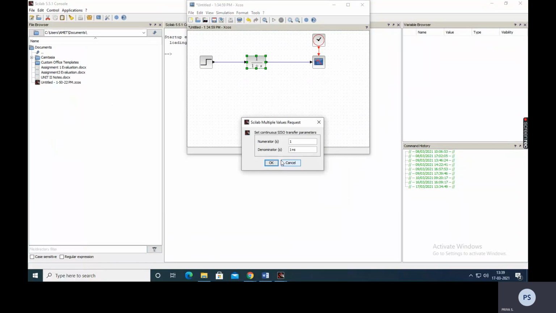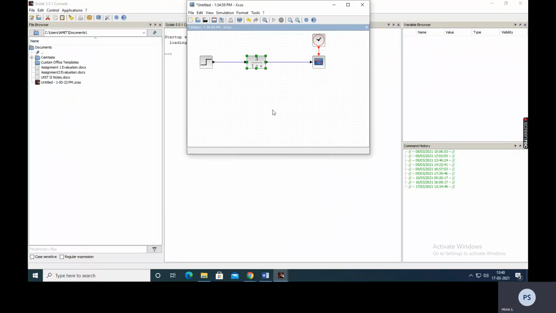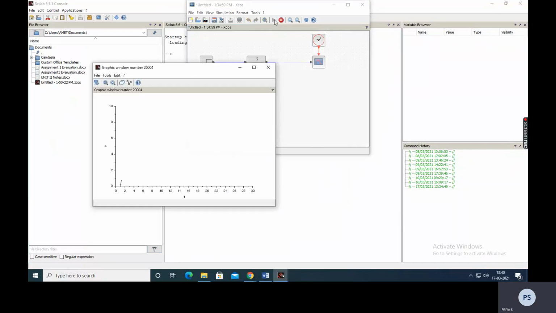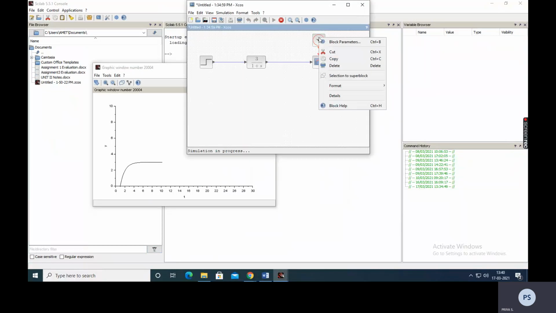In that block parameter, we want to change the numerator because the numerator only tells you about the k value. So I am going to put k is equal to 3 now, because the k values in the problem we are seeing are k is equal to 1, 3, 5, 10. So the same thing we are going to apply now. See there. Now your waveform is settled at 3. If you want to vary that time, because it is too slow now.